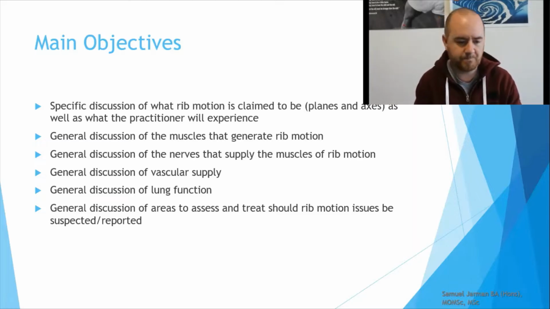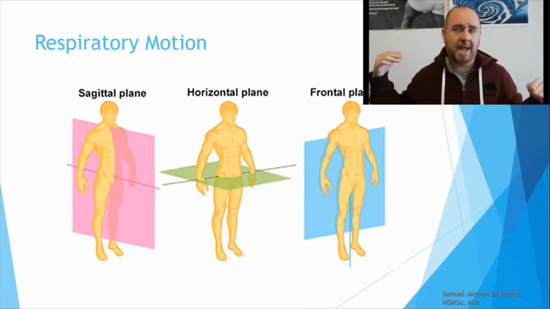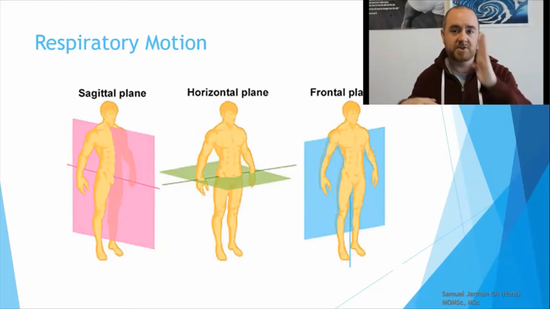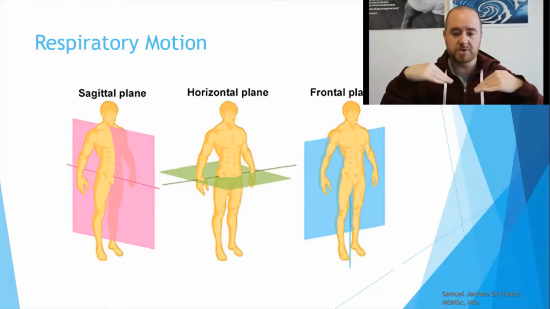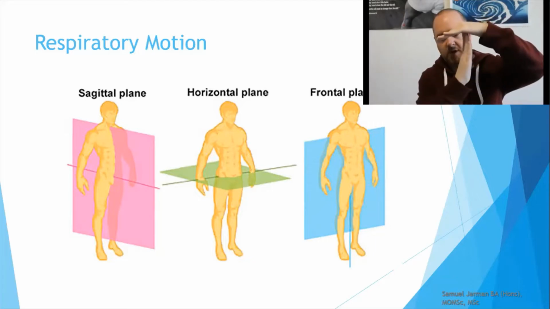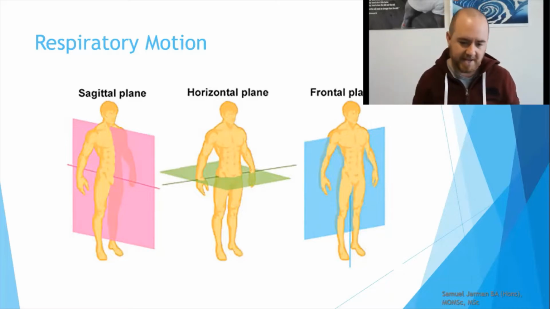So as far as planes are concerned and as far as rib motion is concerned, first we just do our general overview of planes. The sagittal plane is a 50% cut of the body left to right. The horizontal or transverse plane is a 50% cut of the body top to bottom. The frontal or coronal plane is a 50% cut back to front. Axes are perpendicular. So the sagittal plane is going to have a horizontal or transverse axis. The horizontal or transverse plane is going to have a vertical axis, and the frontal or coronal plane is going to have an AP or PA axis.